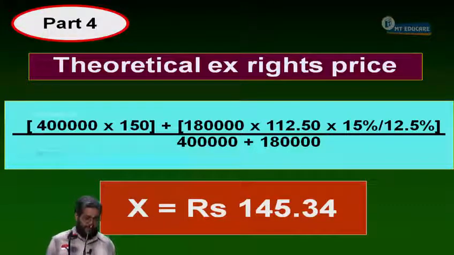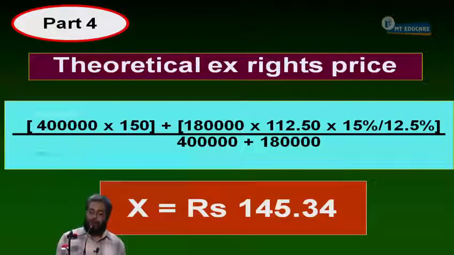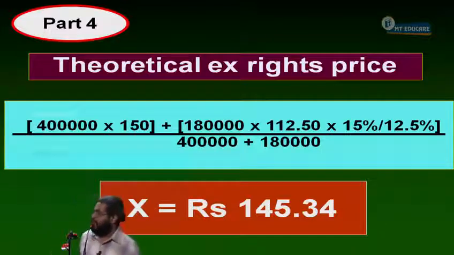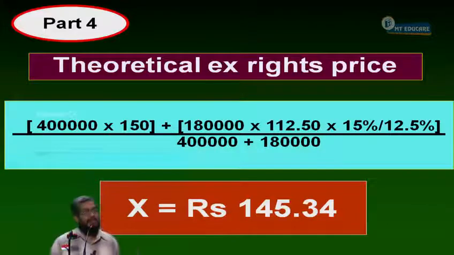This means for a shareholder holding 20 shares, he will obtain how many rights? 9 rights. For a shareholder holding 20 shares, he will obtain 9 rights. Okay, can I proceed on?